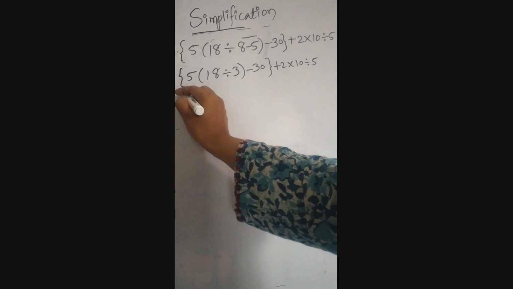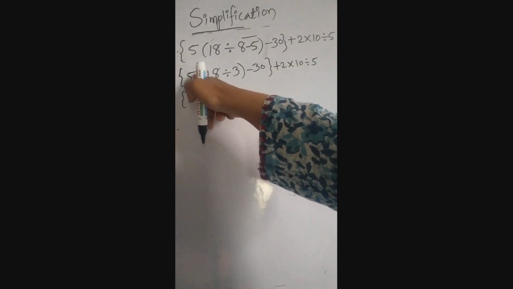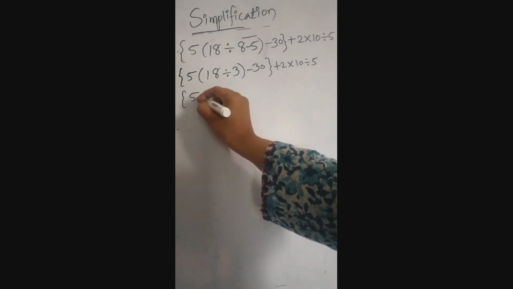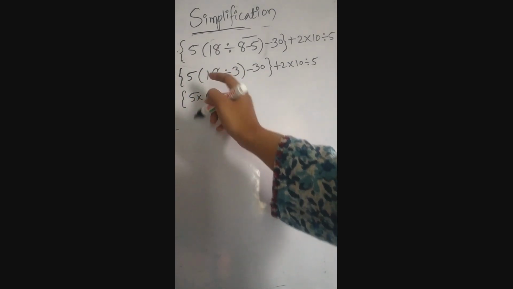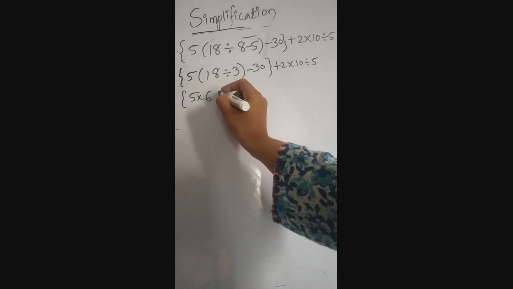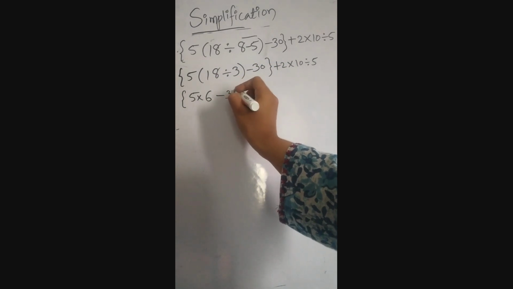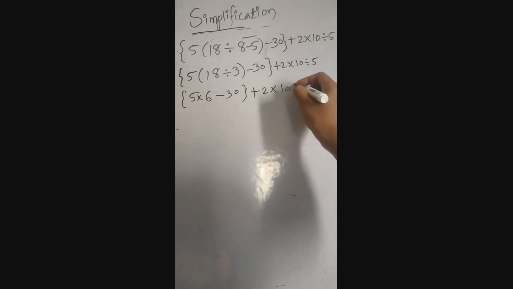Next we will solve the innermost bracket. This is 5. Remember, here no sign is there, which means there is a multiplication sign. So here it will be 18 divided by 3, which will be 6. Again we have minus 30 plus 2 into 10 divided by 5.